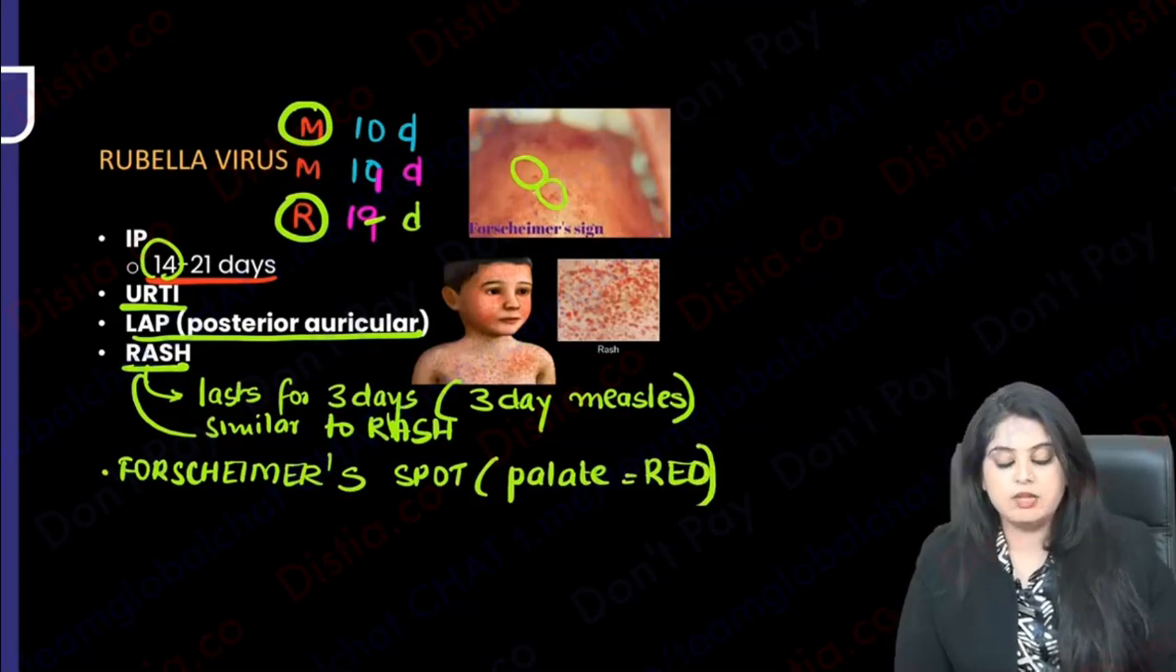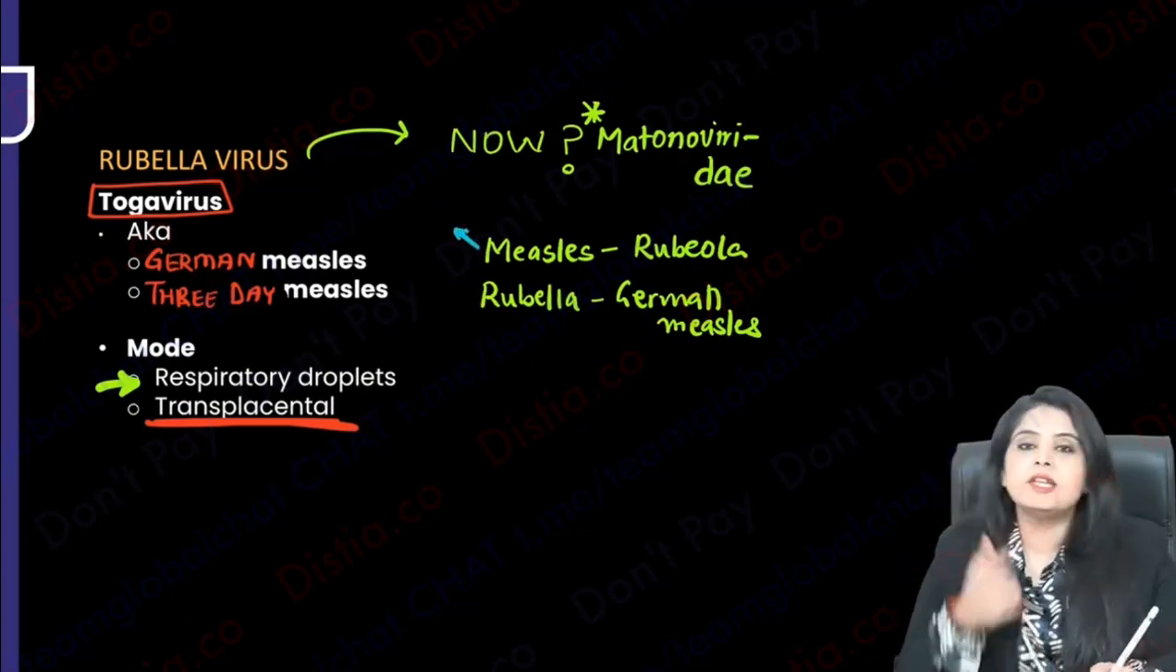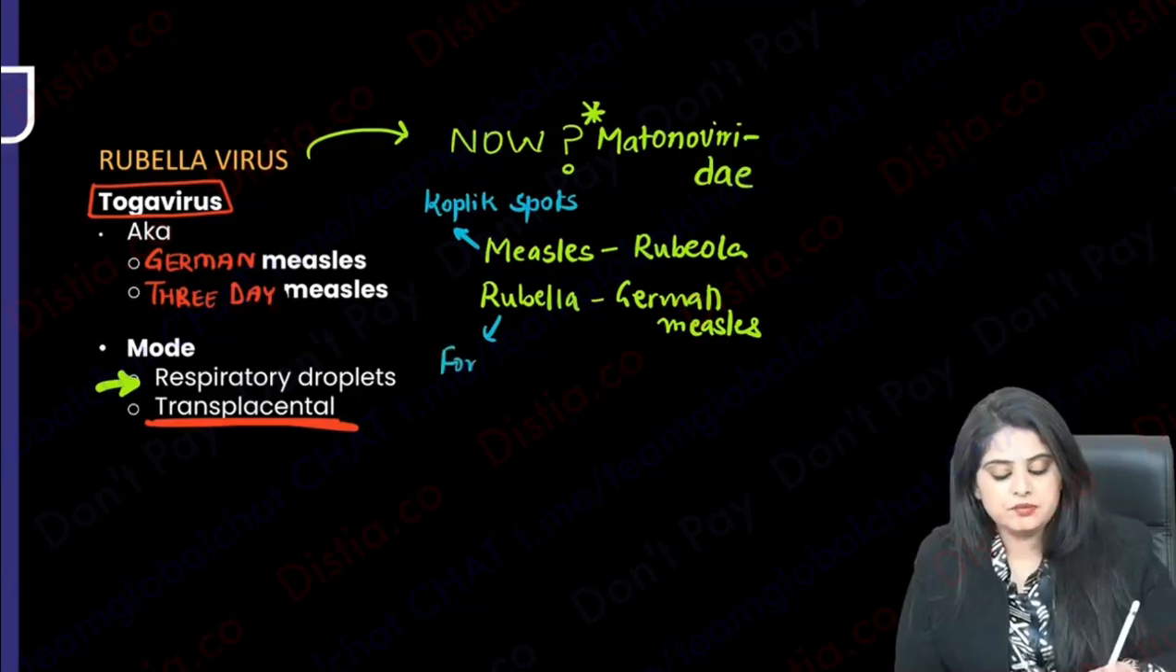So now I want you to tell me one more difference. When you were talking about measles, you were seeing something next to the molar. In measles, which spots were near the molar? You were seeing Koplik spots, right? And in rubella, what are you seeing? You are seeing the Forchheimer spots. That is something that you have to know.